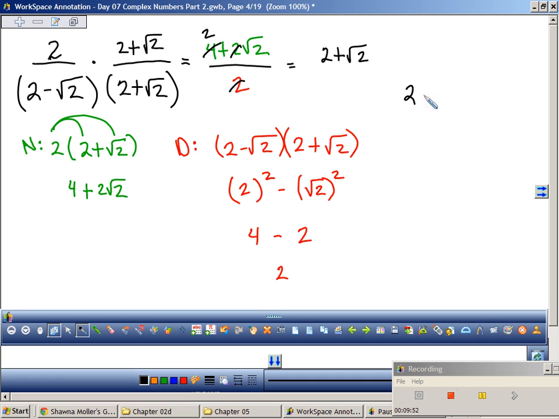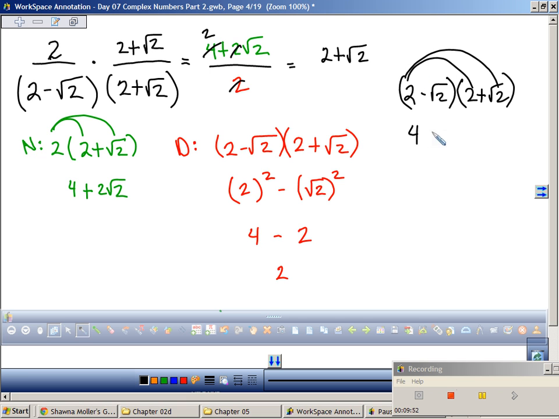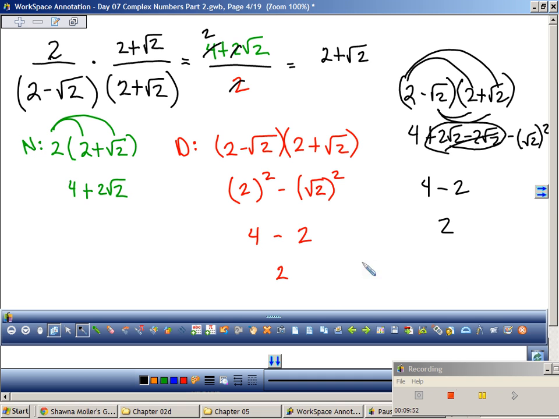I'll show you again. 2 minus the square root of 2 times 2 plus the square root of 2. 2 times 2 is 4, plus 2 root 2, minus 2 root 2, minus the square root of 2 times the square root of 2. These cancel out, and I have the same thing as right here. See it? They're the same thing. So I have 4 minus 2, which is 2. Okay, I'm going to move on.